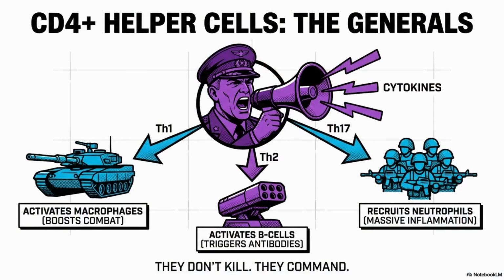CD4 plus helper T cells, the generals. They don't kill, they shout orders. That is, they release cytokines to tell everyone else what to do. T helper 1 cells activate macrophages, causing cell-mediated immunity. Th2 activates B cells and activates humoral immunity or allergy. Th17 recruits neutrophils and causes inflammation.